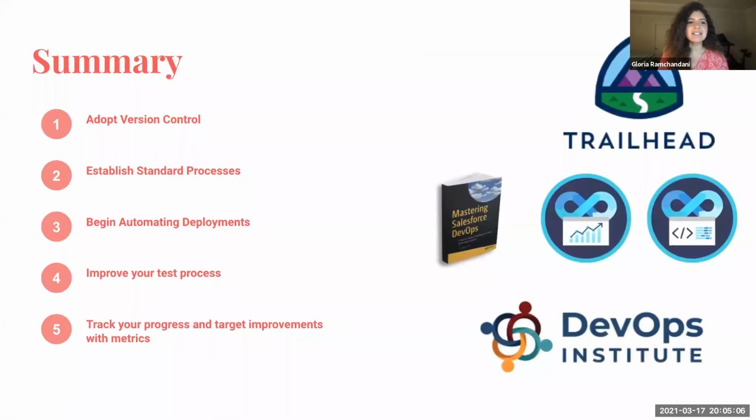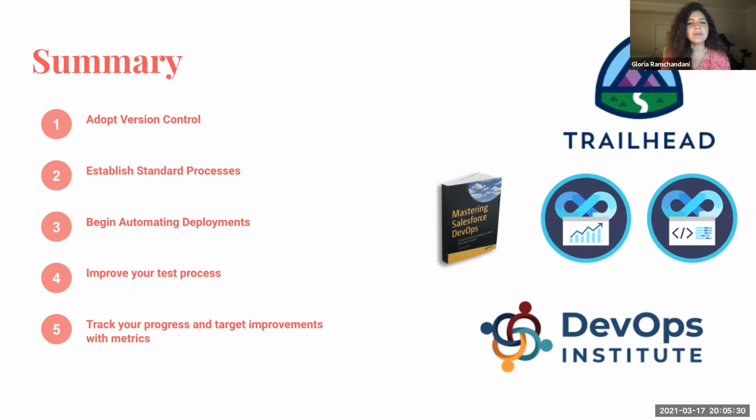Now, as a summary, we talked about the 5 key DevOps principles, which included adopt version control, number 1. Number 2, establish standard processes. Number 3, begin automating your deployments. Number 4, improve your test process. And number 5, track your progress and target improvements with metrics.